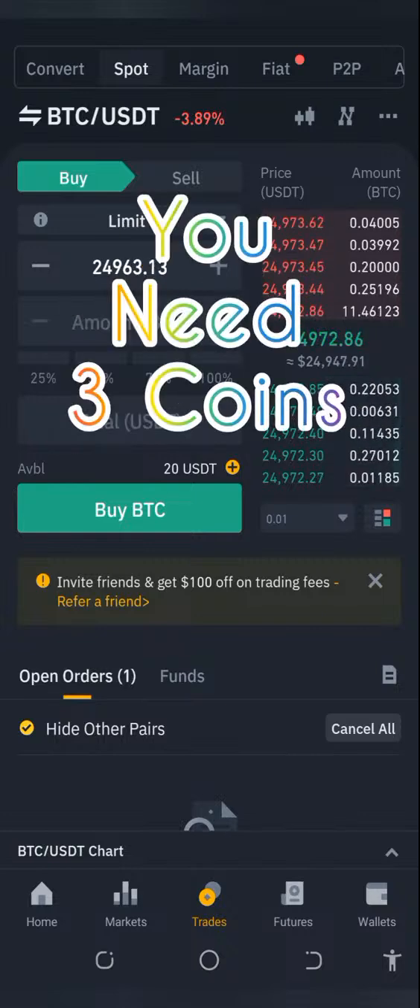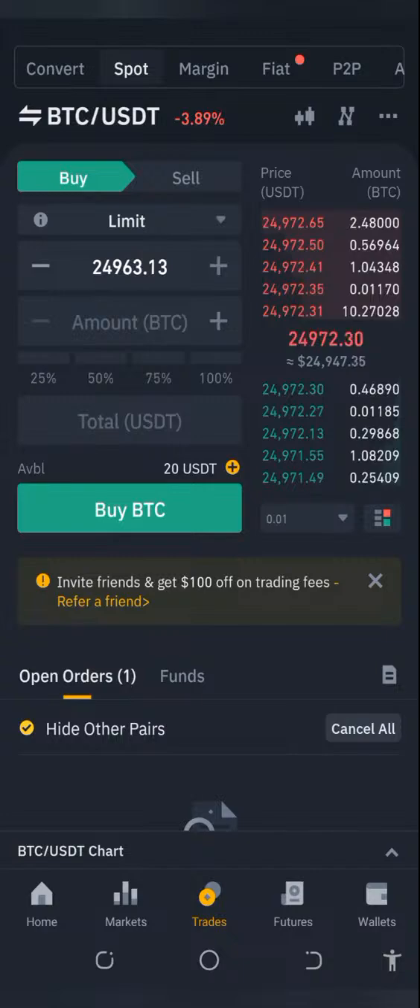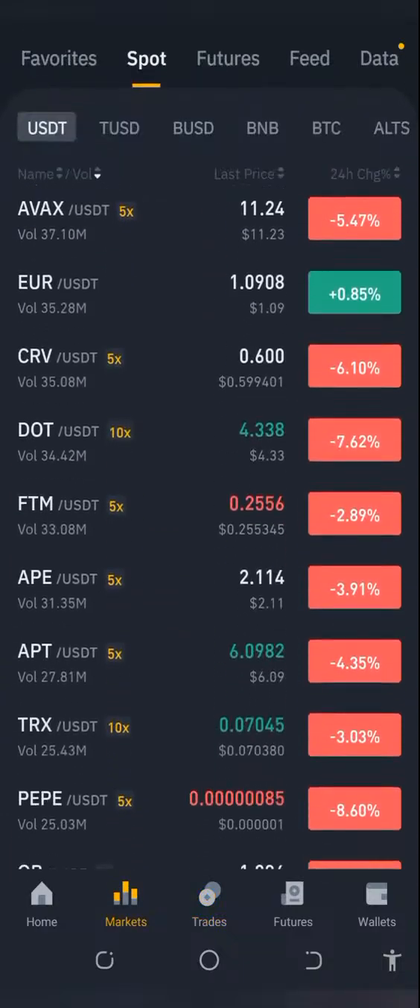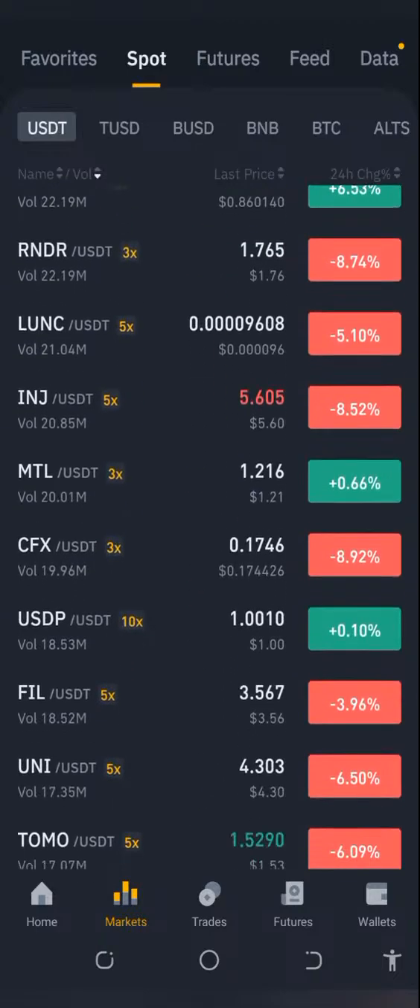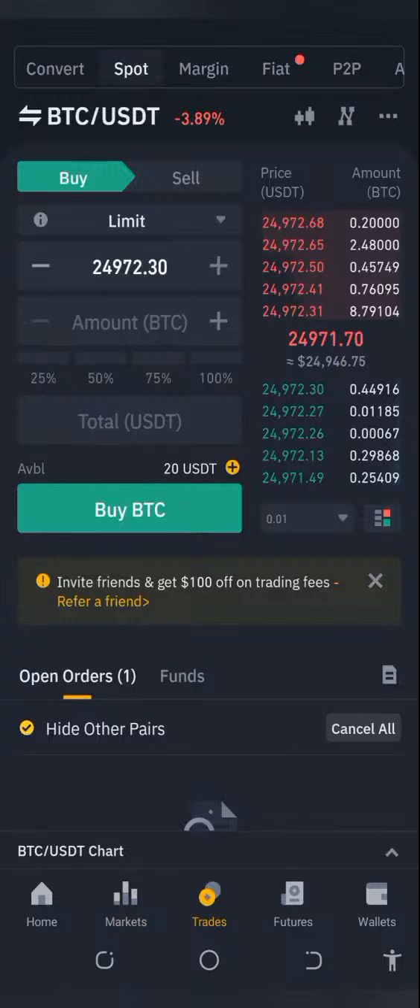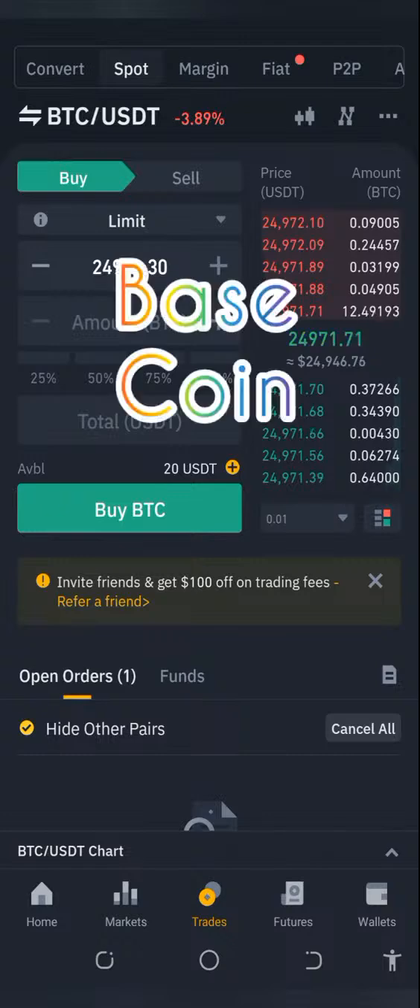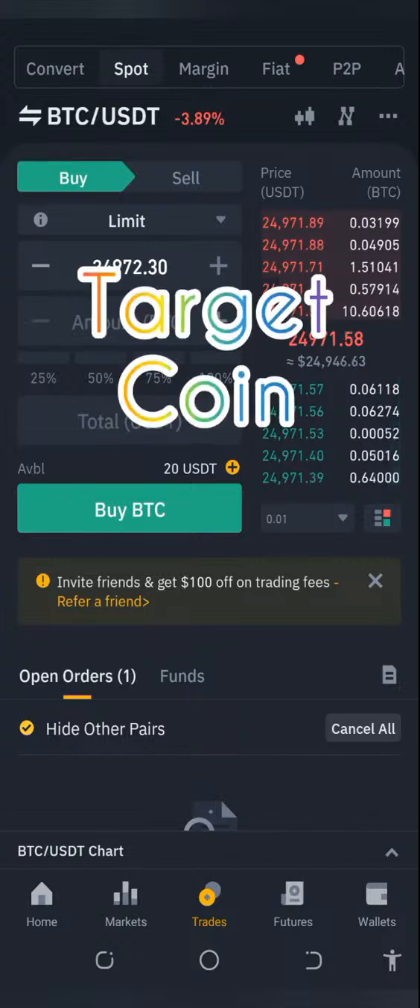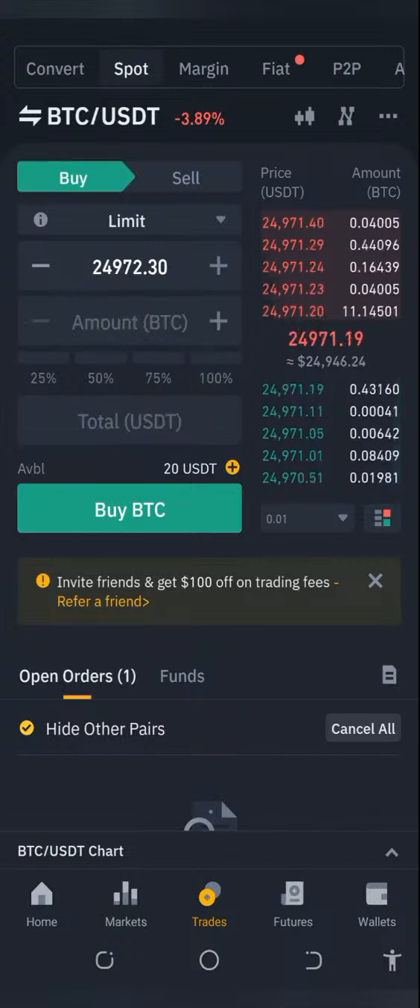First off, you need 3 coins. Now, look at this. We've gone to the coin section, and you can see there's so many coins here. You need to pick one. And of course, in our income strategies course, we show you how to pick the right one based on different parameters. Now, when you pick the coin that you want to use, we're going to have 3 coins. First off, you need to have what we call your base coin. Second, you're going to have what we call your target coin. And then third, we're going to have your profit coin.